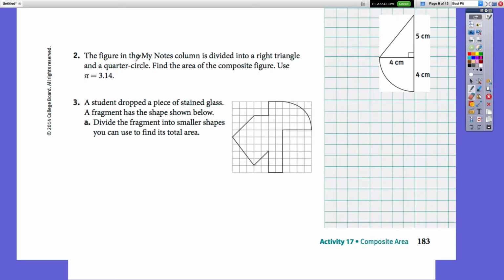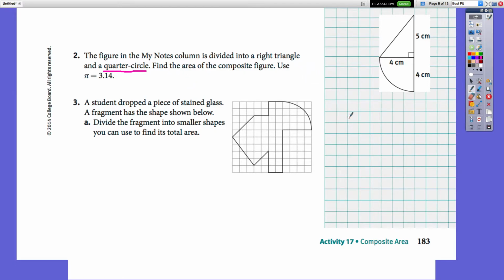Number 2 asks you to use the figure in the My Notes column and see that it's divided into a right triangle and a quarter circle. Well, we all know what a quarter is. There are 4 quarters to a dollar. So, a quarter circle, 1/4 of a circle. It says find the area of the composite figure.